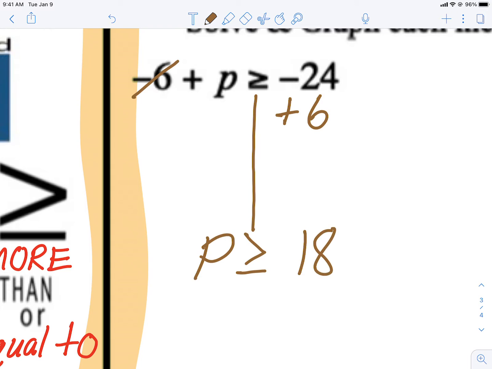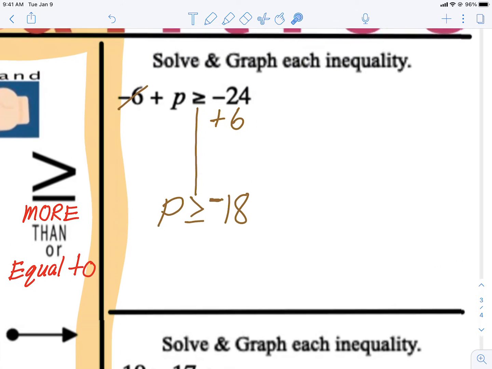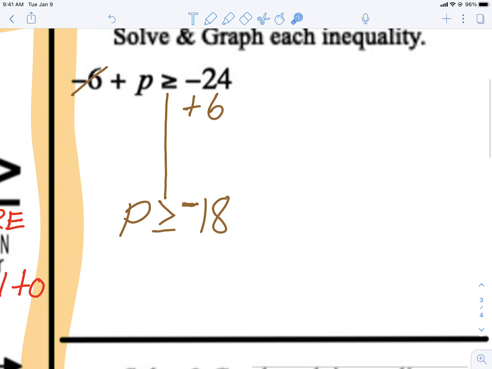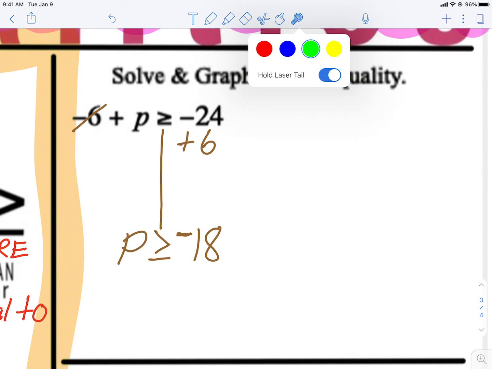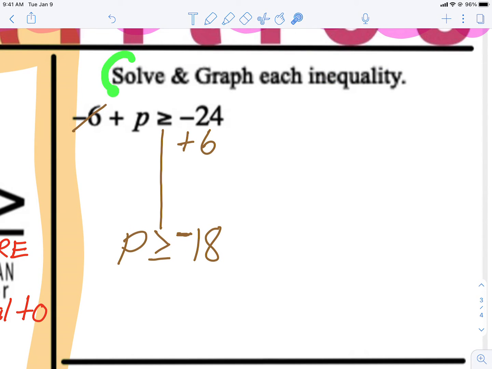18. But what kind of 18 though? Negative, exactly. Negative because 24 is negative and 24 is the bigger number, right? So I solved it. I got it. Perfect. But if you notice, the instructions say solve and graph each inequality. And why do we know it's an inequality? Because this is not equal here. This is greater than or equal to.